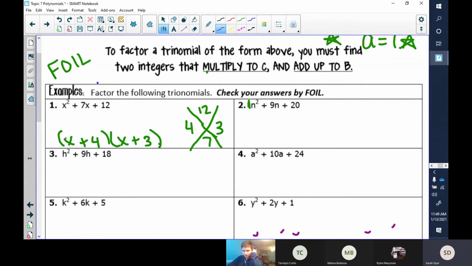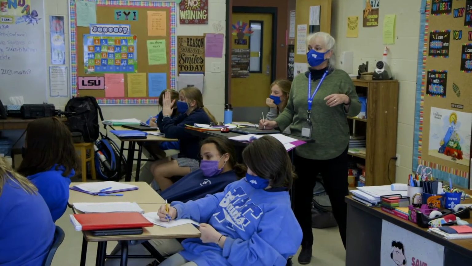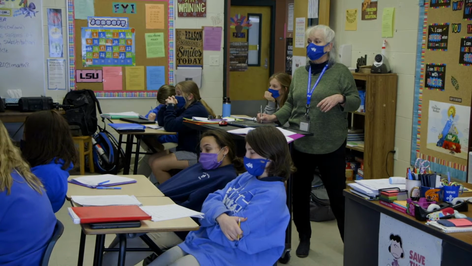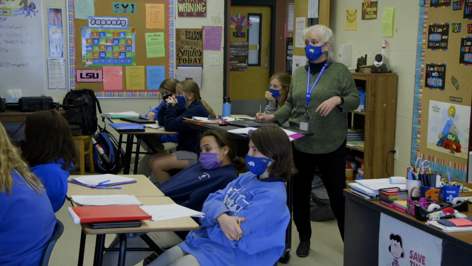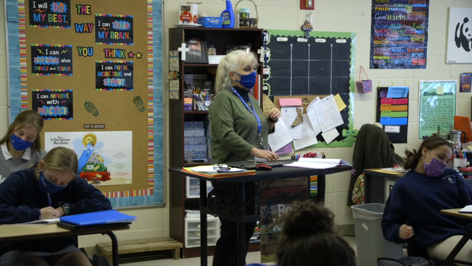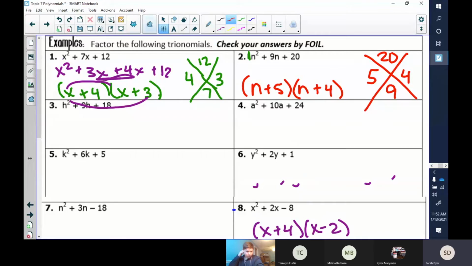But how would you get the 7? Oh, that's a good question. If we're going to multiply it back together, let's do FOIL. So x times x is x squared. Then we do the outside terms, 3x, plus the inside terms, 4x, and then plus 12. Then we combine our like terms. Why don't we go all the way to 6, and then we'll check that in just a sec.